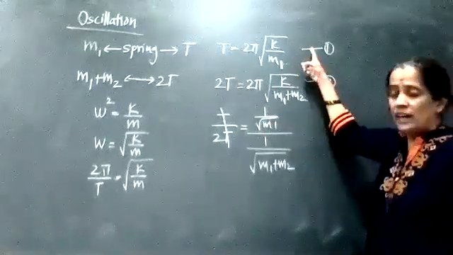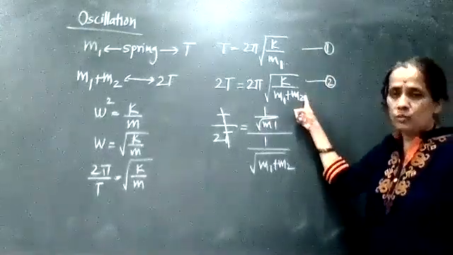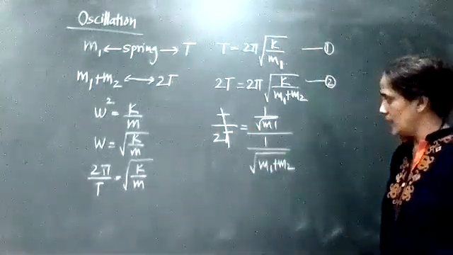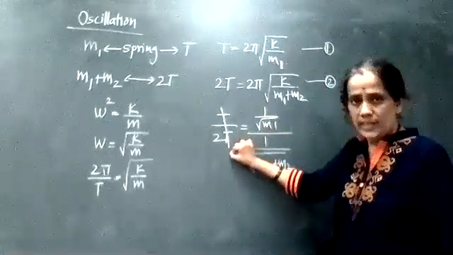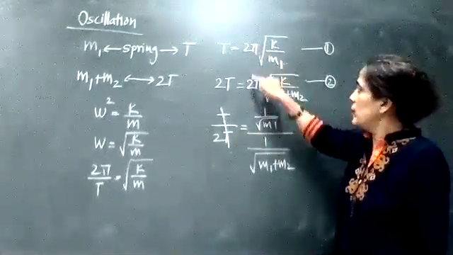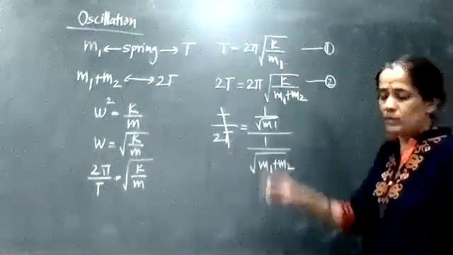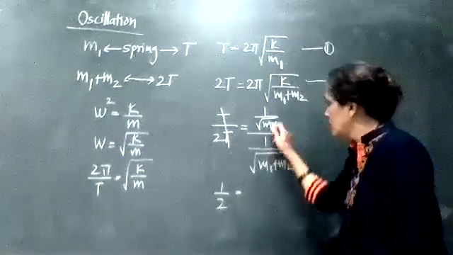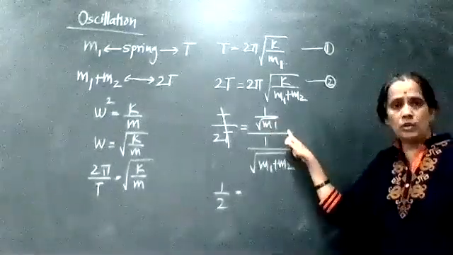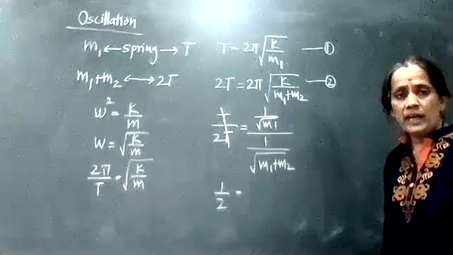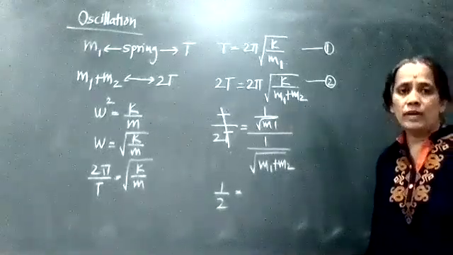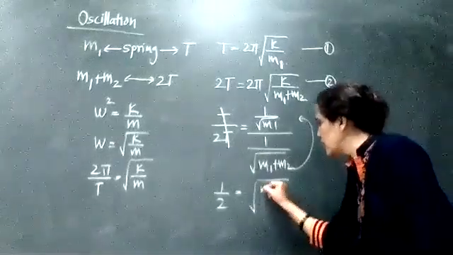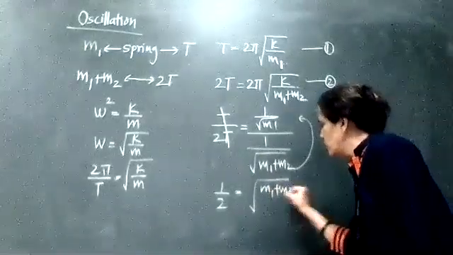Now I will take the ratio of equation 1 and equation 2. So I have taken the ratio of equations 1 and 2. The T factor will get cancelled, the 2 pi will get cancelled, and the k factor will also get cancelled. What is remaining? 1 by 2 is equal to 1 upon root m1 divided by 1 upon under root of m1 plus m2. So this factor will go to the numerator, and it will become root of m1 plus m2 divided by root of m1.